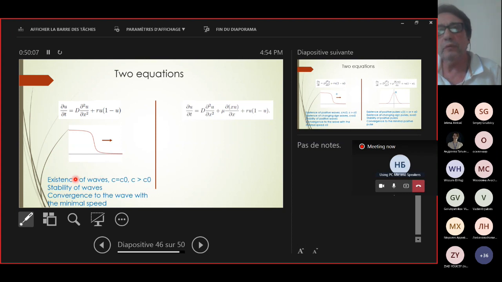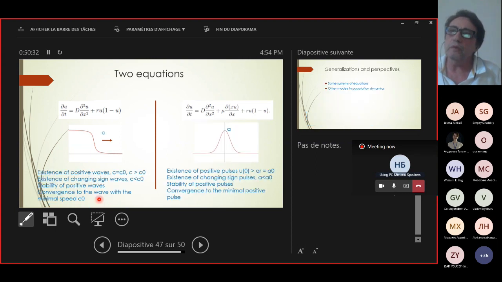And then we also know that all such positive solutions are stable. And we also know that if we take any initial condition with finite support, then the solution of the Cauchy problem will converge to the wave with the minimal speed. So, what now happens with this equation? In this case, we don't have waves, but we have pulses. But otherwise, there is some similarity.